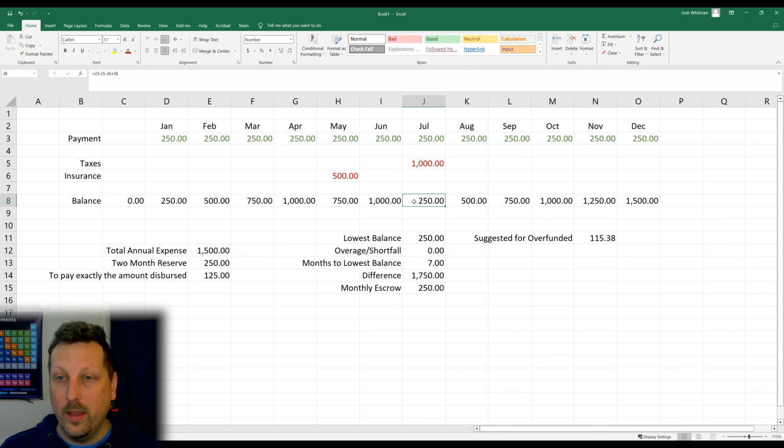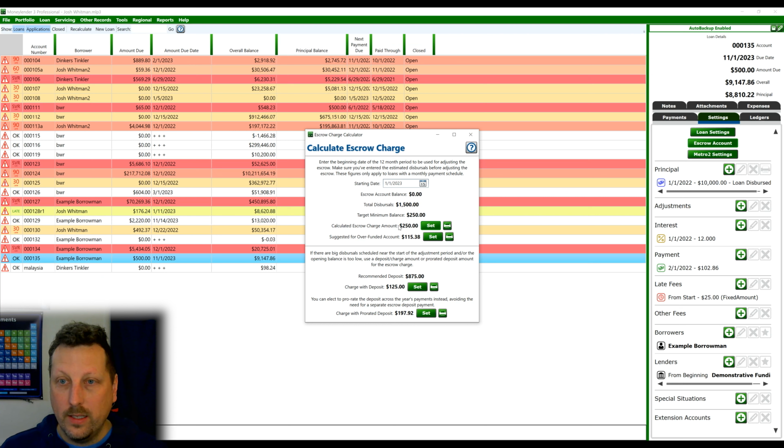And when the money goes out, we'll have our $250 reserve in the account. So that's where this number comes from, to make sure that this amount is what's left in the account when all the disbursements are done at the lowest month.